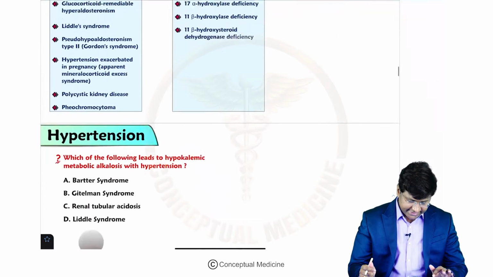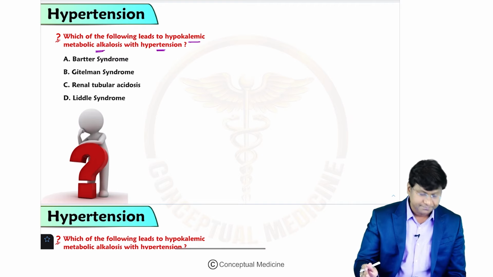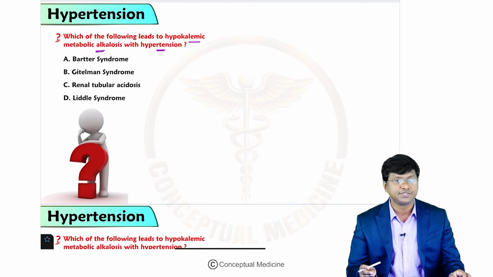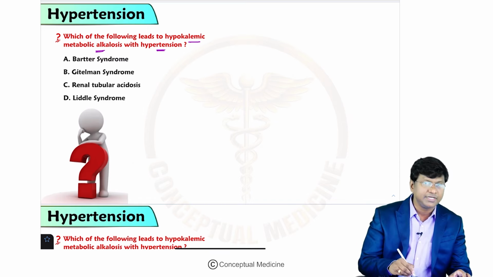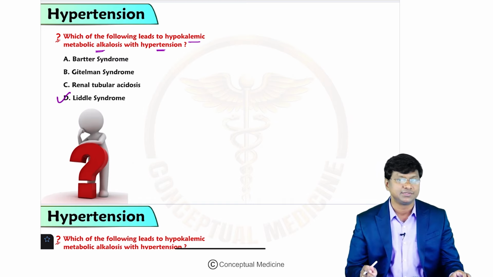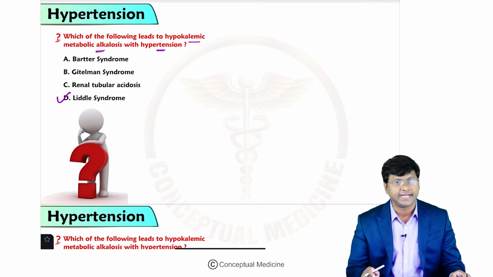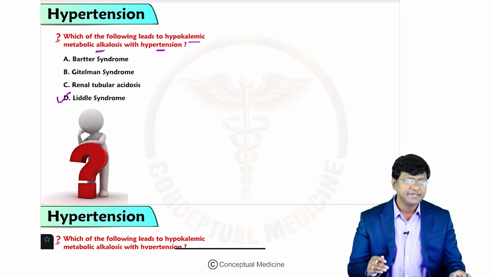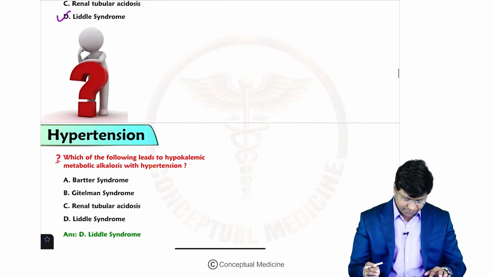Next, you need to know which of the following leads to hypokalemic metabolic alkalosis with hypertension. The options include Bartter syndrome, Gitelman syndrome, renal tubular acidosis, and Liddle syndrome. Hypokalemic metabolic alkalosis with hypertension is seen in patients with Liddle syndrome. Now let me discuss why there will be hypokalemic metabolic alkalosis in Liddle's.